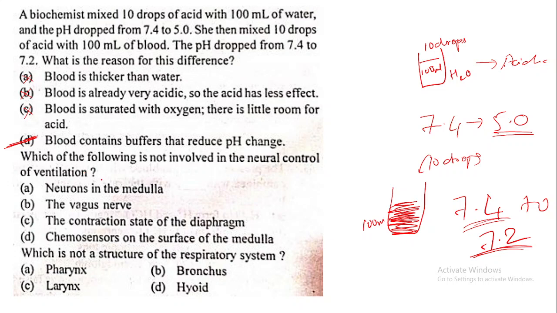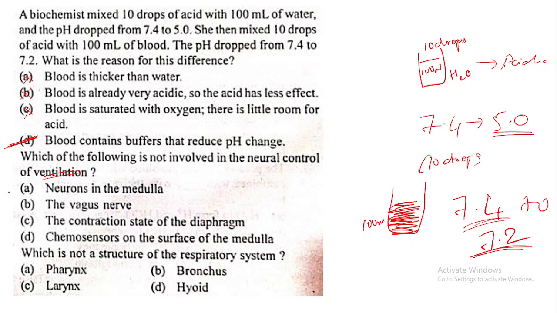Which of the following is not involved in the neural control of ventilation? Neural control, ventilation is breathing. Which one of it is not involved? So, we all know that the medulla oblongata is a region where the control of respiration takes place, right? So, which of the following is not involved in neural control of ventilation?